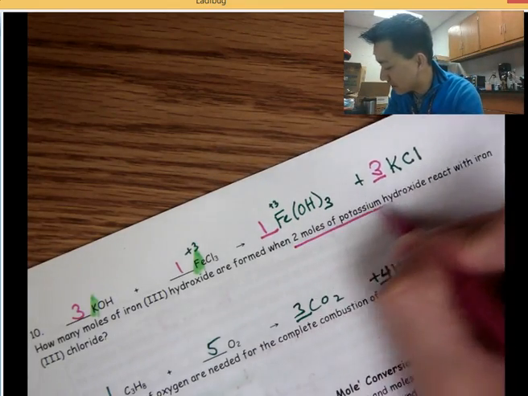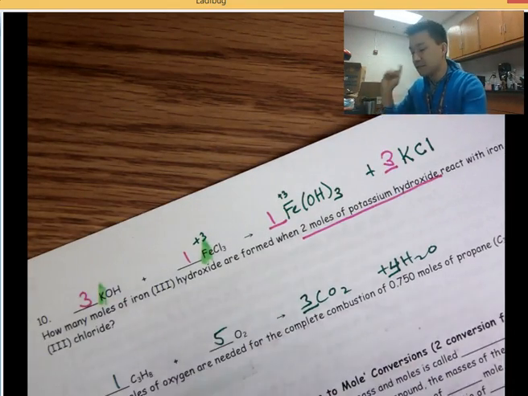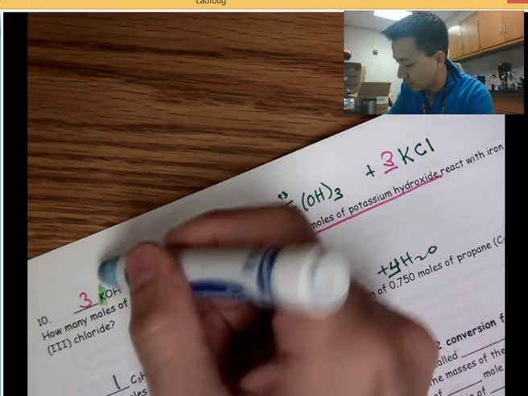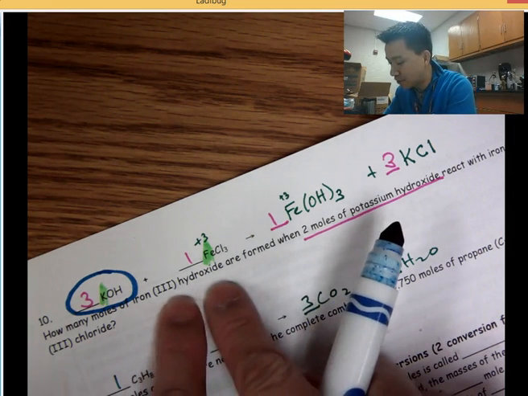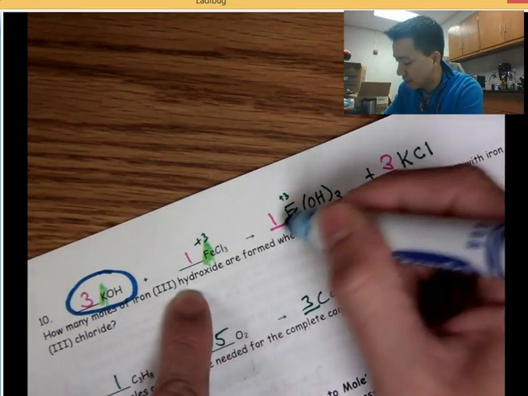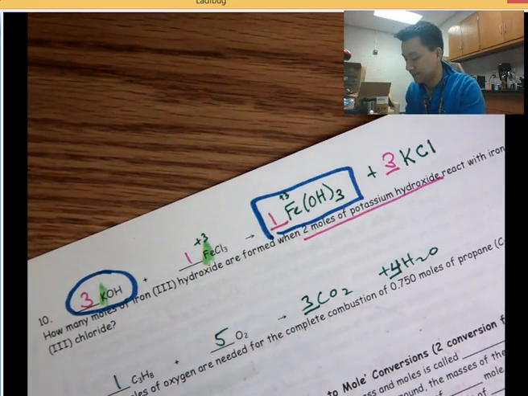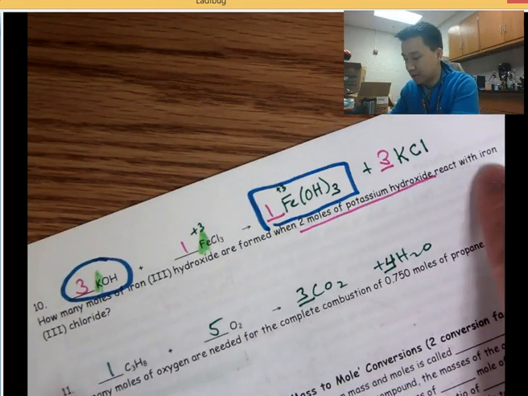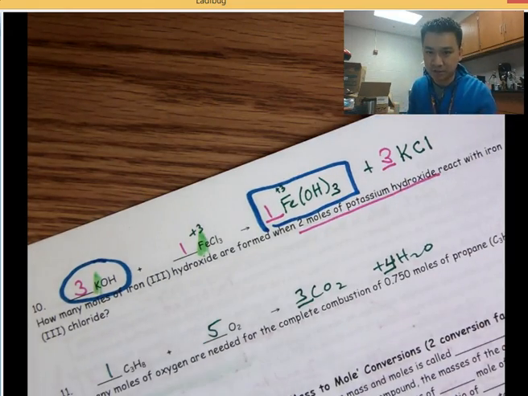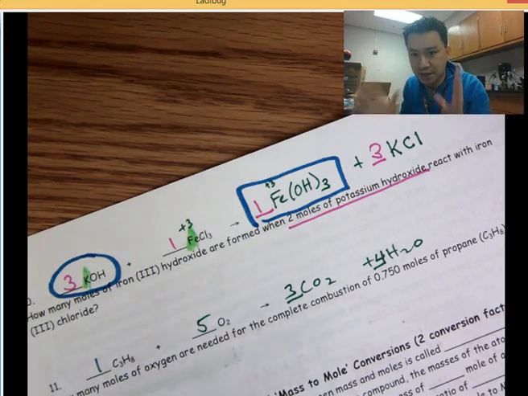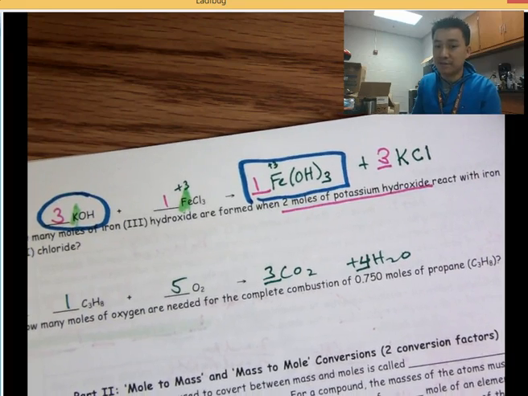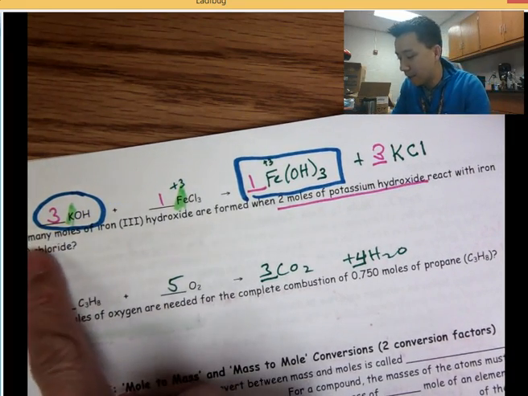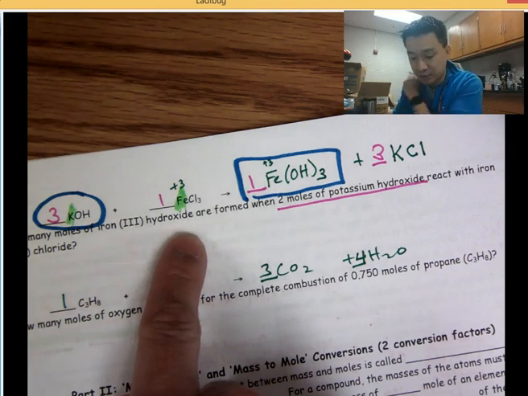And so, what do we do? You start with 2 moles of potassium hydroxide. Which one is that? If it helps, circle the one that you're dealing with. 2 moles of potassium hydroxide. And how many moles of iron 3 hydroxide will we produce? Notice it says react with iron 3 chloride. That's really extra information. You don't need that. So make sure you can read and understand these things and understand what you're trying to find. Read the question again: how many moles of iron 3 hydroxide? So that's what I'm looking for.